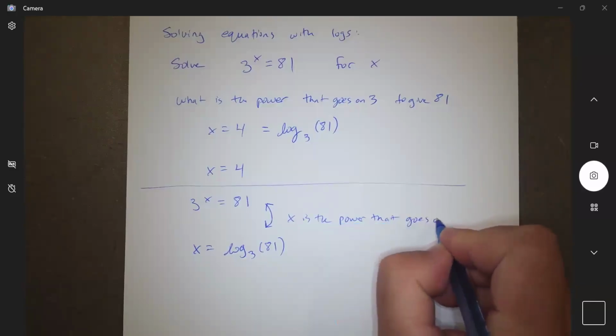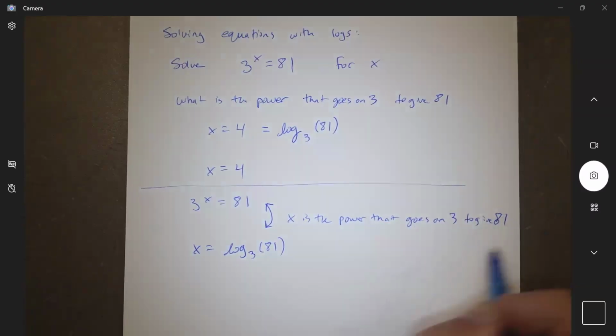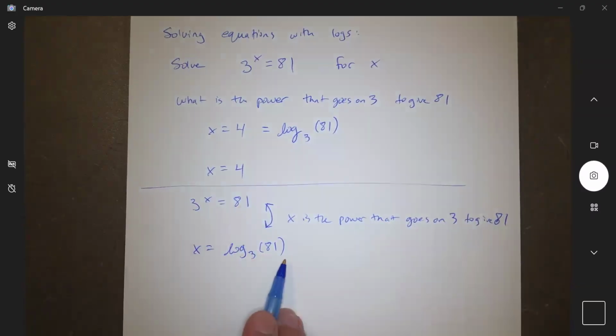X is the power that goes on 3 to give 81. I have it written as an exponential first, then I write it as a log. If I don't know what that power is, that's okay. That's what Desmos is for.